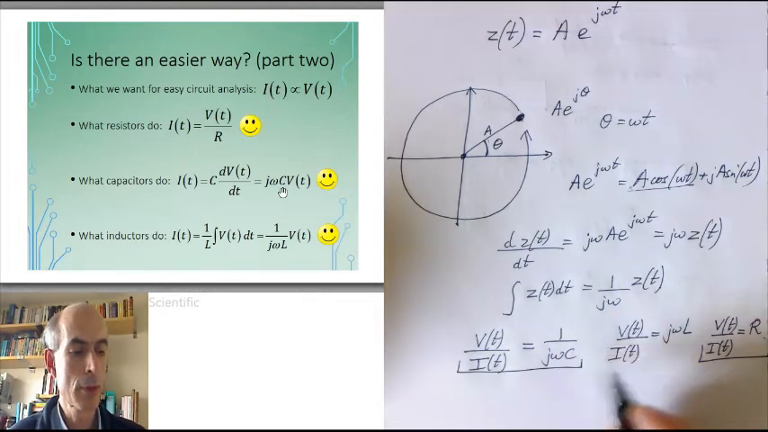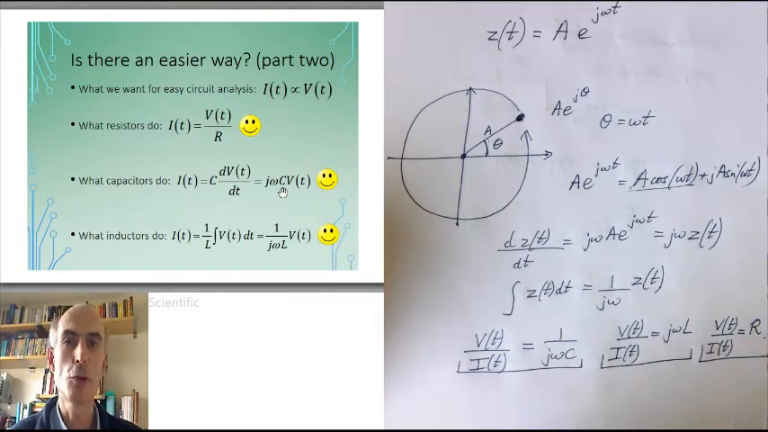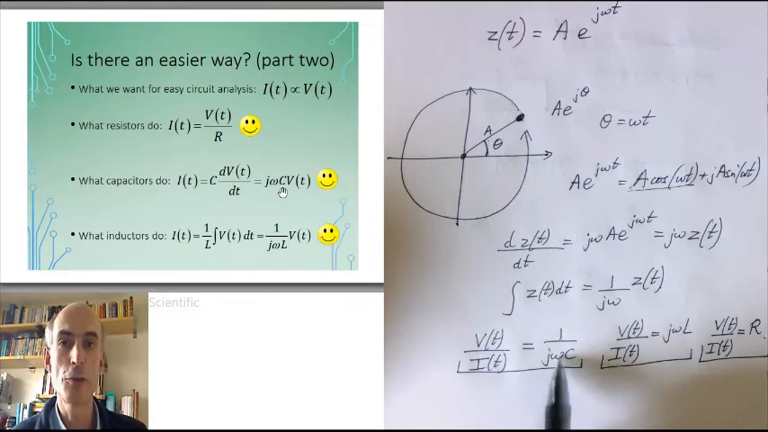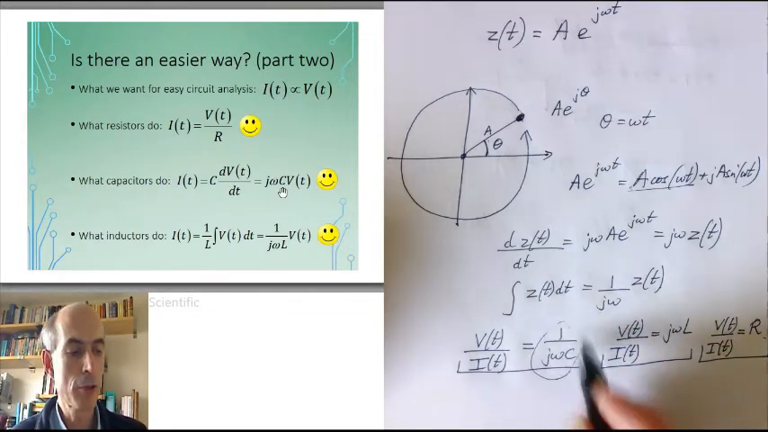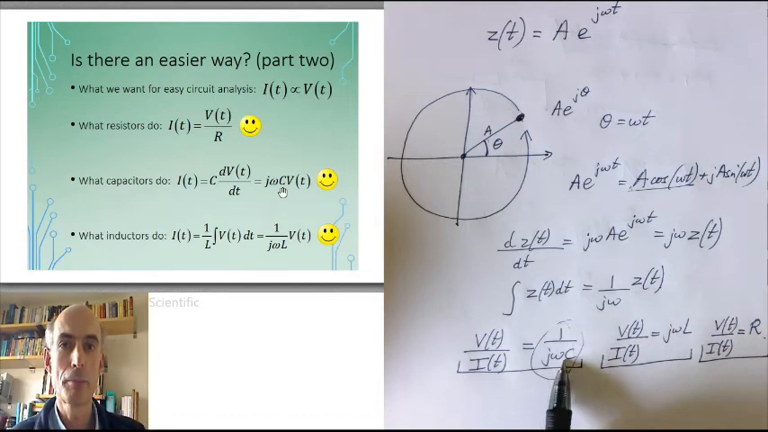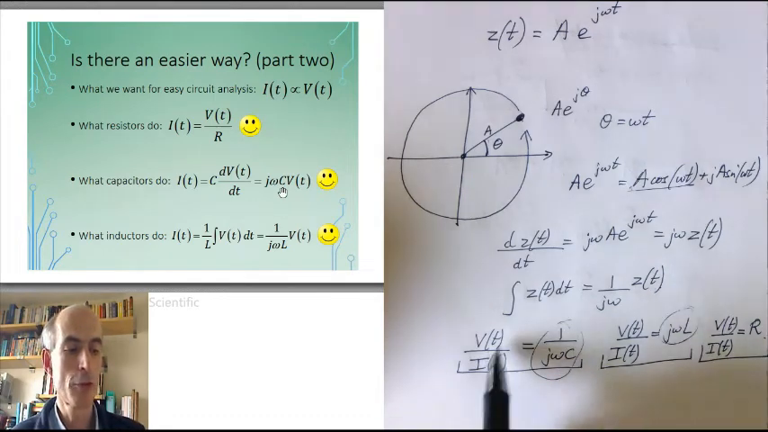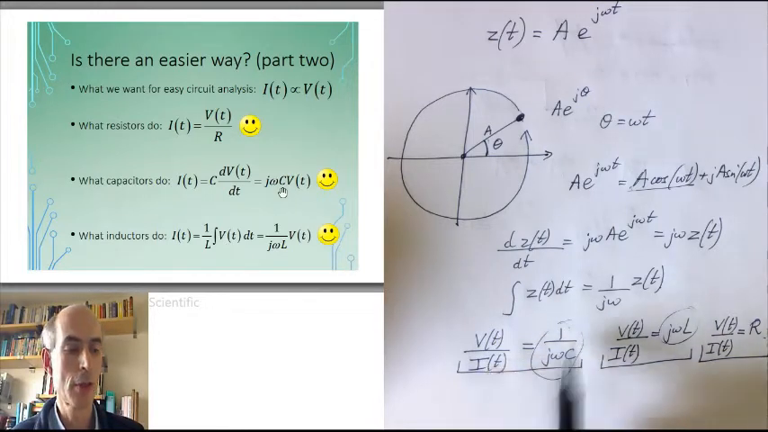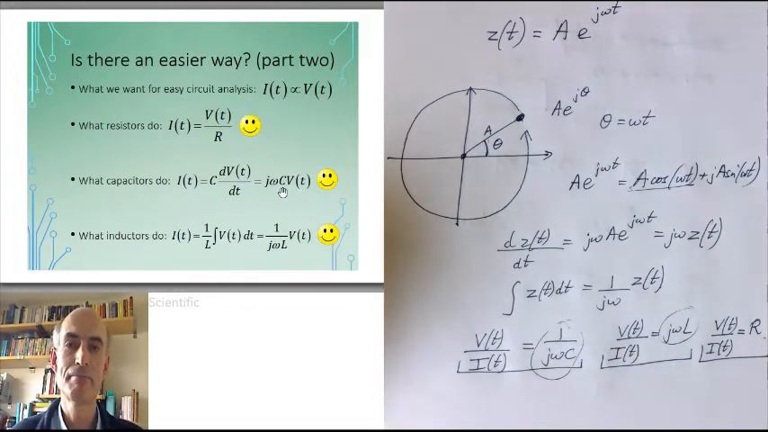These behave like Ohm's law because as long as the frequency is a constant, then this is a constant for your circuit, and so is this. The ratio of the voltage across the capacitor to the current through the capacitor is a constant and just equal to 1 over j omega C.